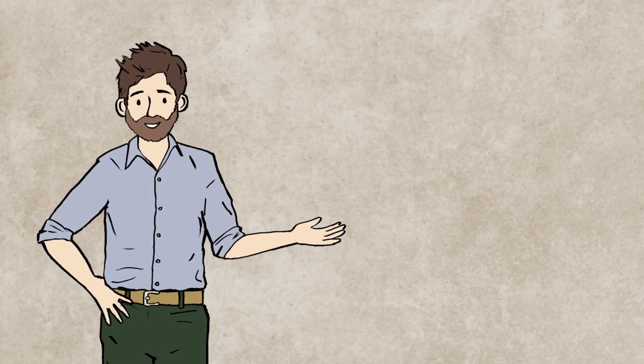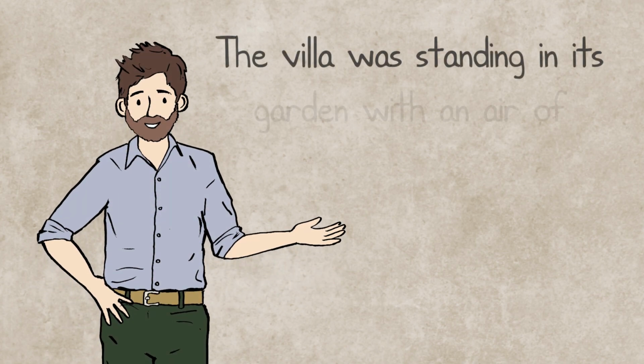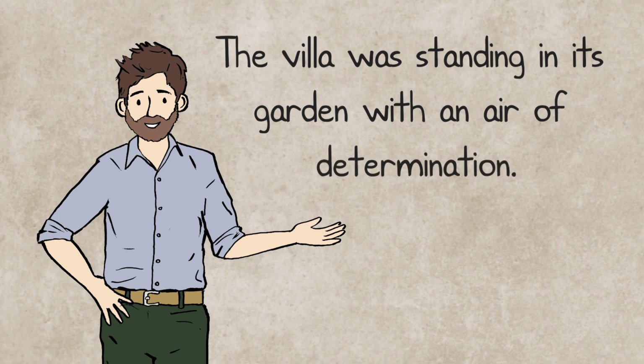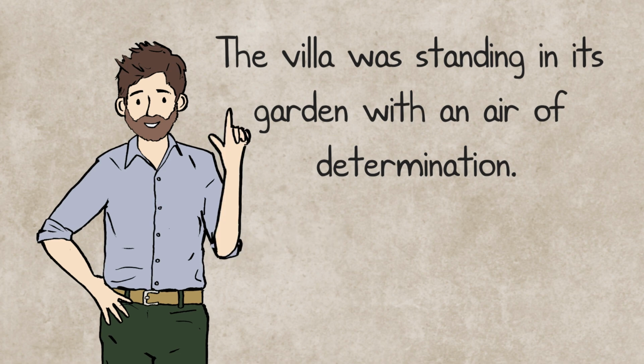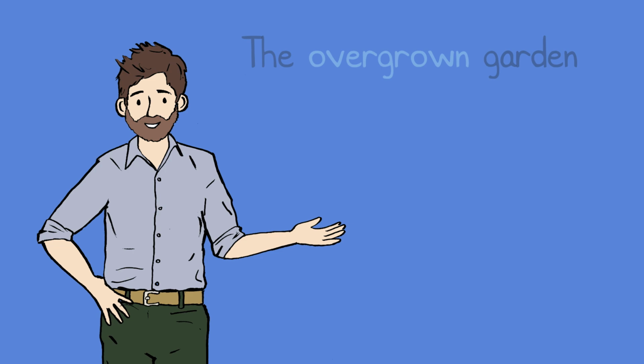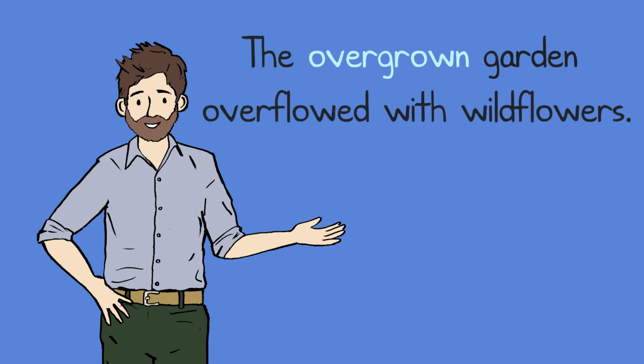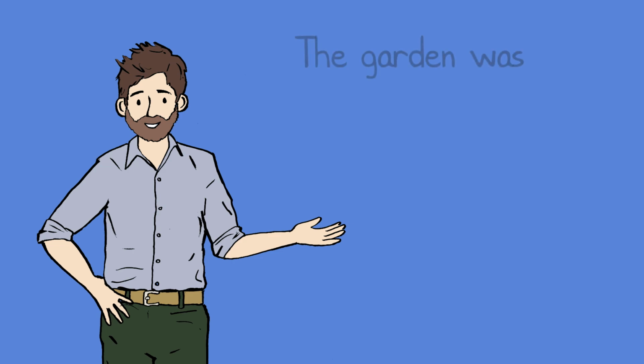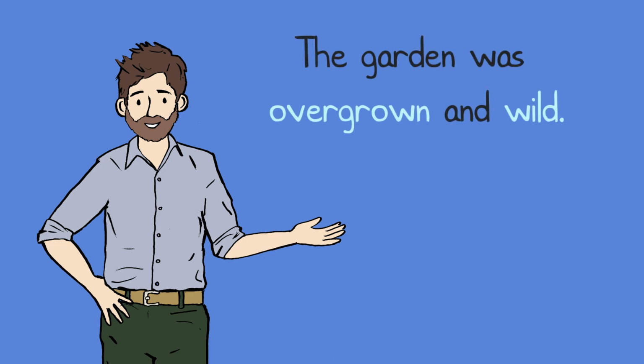Now look at the sentence without adjectives. "The villa was standing in its garden with an air of determination." Hopefully you can see how much expressiveness has been removed from the description. That's what adjectives do. They add colour and vibrancy to description. Don't forget, adjectives can appear before a noun. For example, the overgrown garden overflowed with wildflowers. Or after a noun with a linking verb. The garden was overgrown and wild.